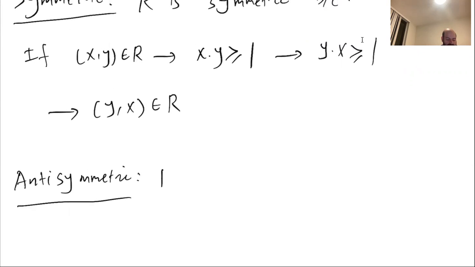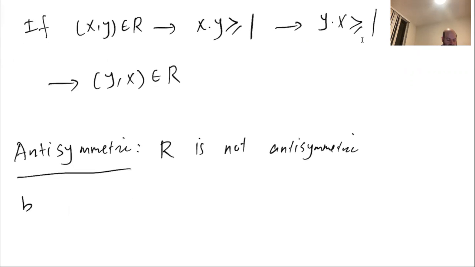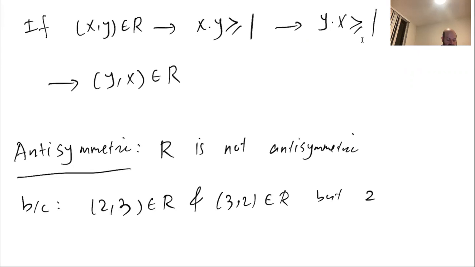Anti-symmetric, R is not anti-symmetric. Because, for example, 2 and 3 is in R, and 3 and 2 is in R, but 2 is not equal to 3. Remember, again, for antisymmetric, we need to have, whenever A and B is in R, and B and A is in R, then A must be equal to B. But here, 2 and 3 is in R, 3 and 2 is in R, but 2 is not equal to 3.